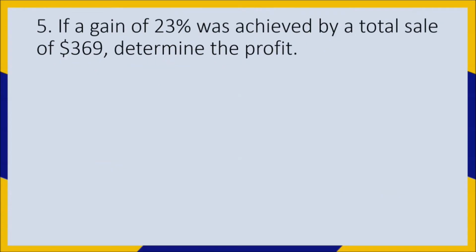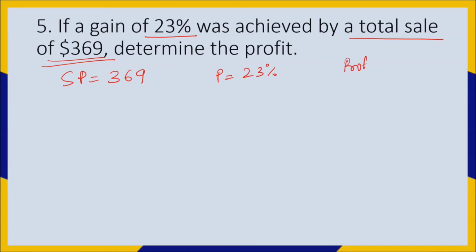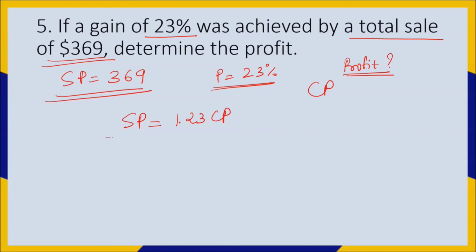आगे बढ़ते हैं, क्वेश्चन नंबर 5 देखते हैं। If a gain of 23% was achieved by a total sale of 369. Now this is interesting. Selling price is 369, profit is 23%. Determine the amount of profit, okay. To get this we need to find out CP. How do you find out CP? In our case, if profit is 23%, then our selling price will be written as 1.23 of CP. I hope this is easy for everyone to grasp.